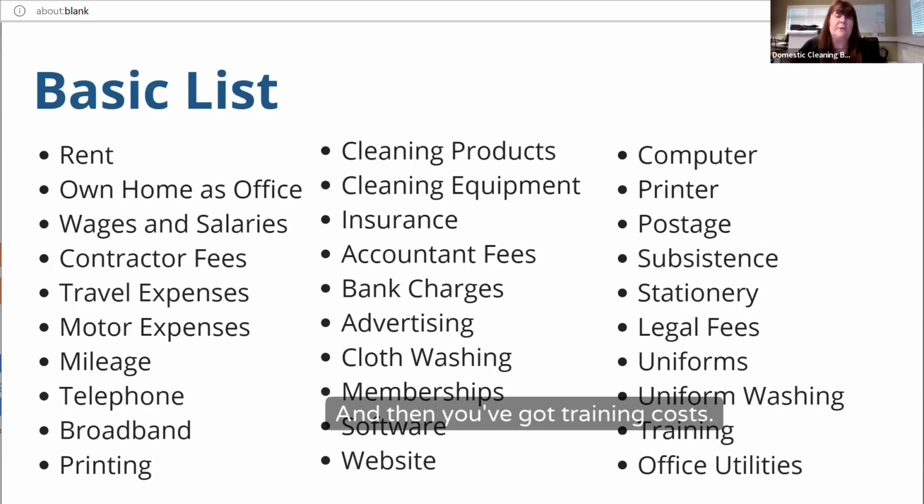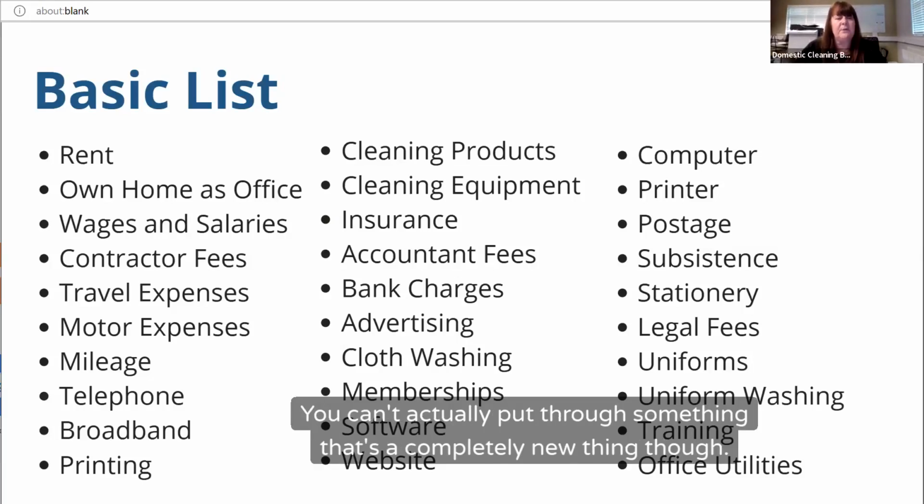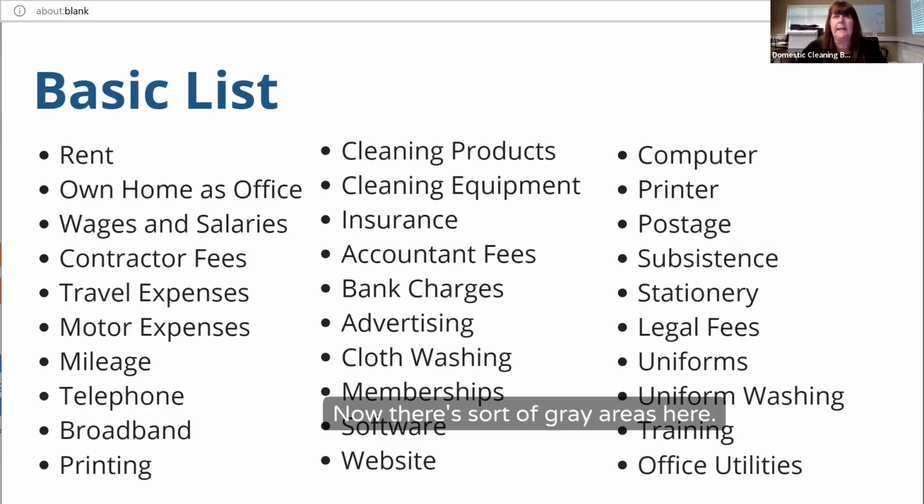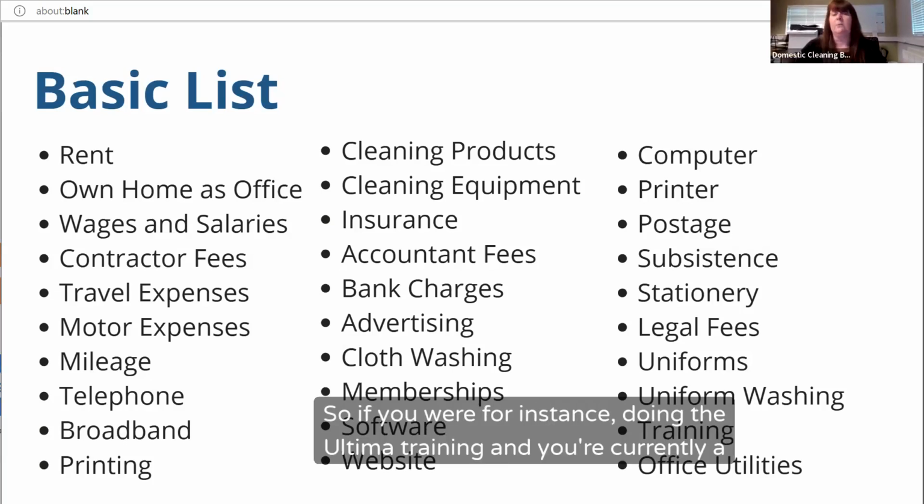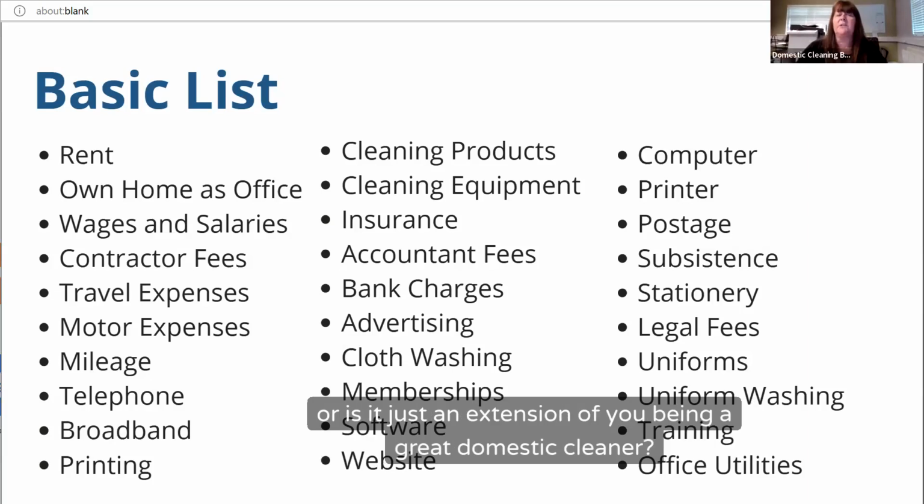Then you've got training costs. So these are for you or your team to improve or update your skills. You can't actually put through something that's a completely new thing, though. Now, there's sort of grey areas here. So if you were, for instance, doing the Ultima training and you're currently a domestic cleaner, is anybody going to argue that the Ultima training is a brand new thing, or is it just an extension of you being a great domestic cleaner?